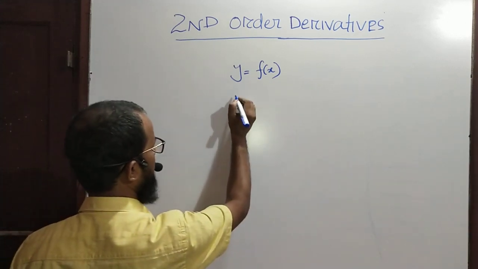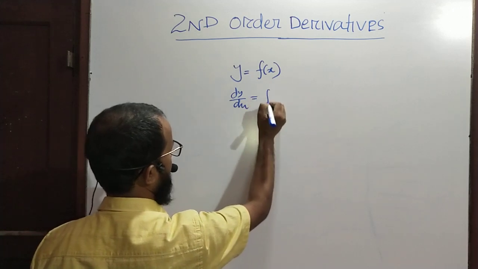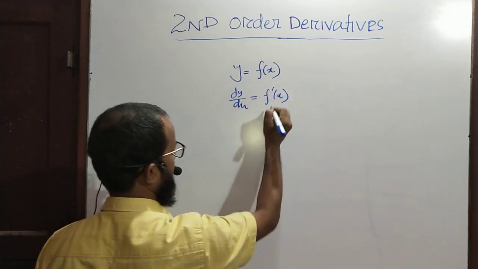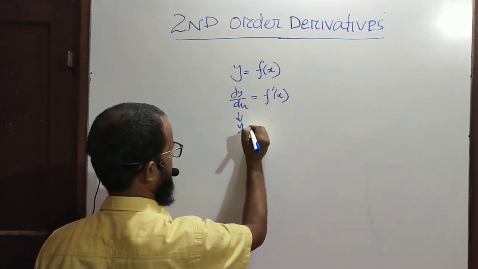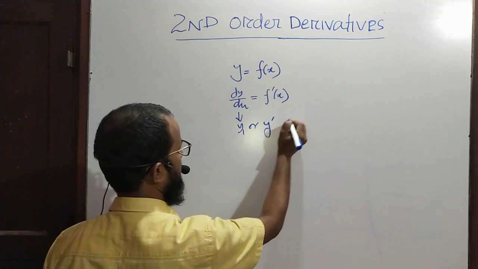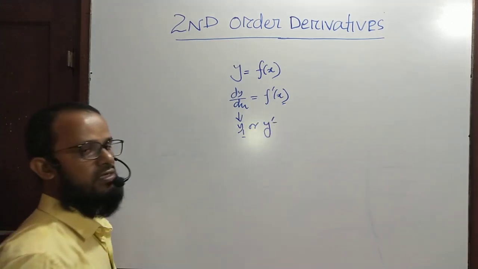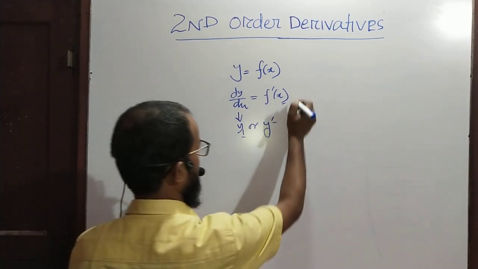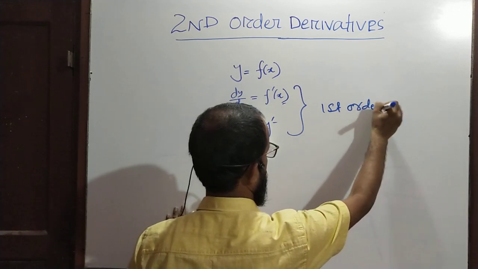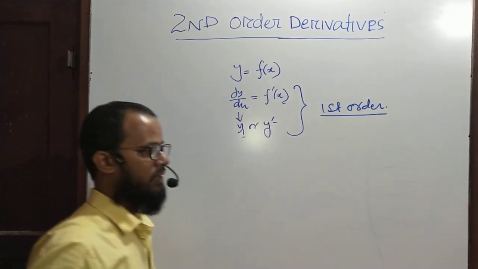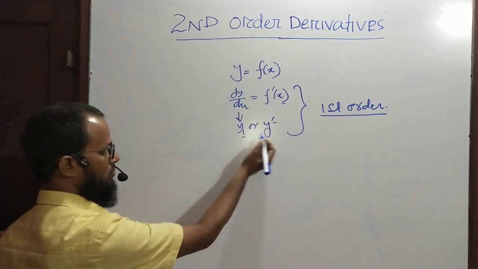Then if you differentiate y with respect to x, you are getting dy by dx, or f dash x, which is denoted by the symbol y1 or y dash. This type of derivative of a function with respect to x is called first order derivative.